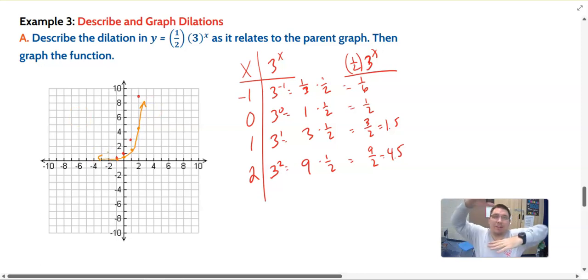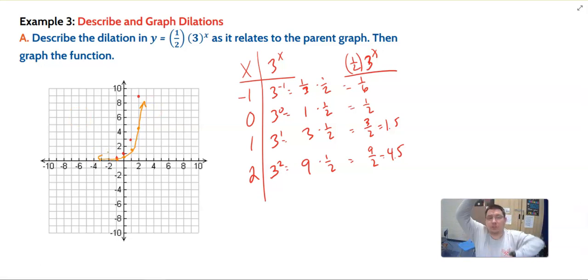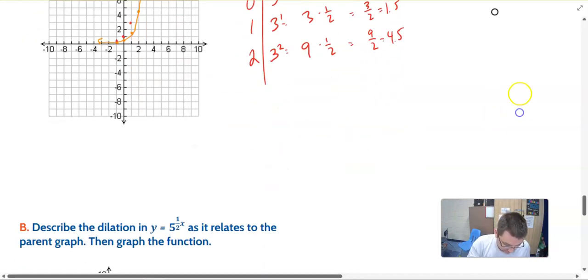And so again, this graph has been squashed in half. If this value was larger than 1, it's actually going to stretch it because let's say we multiply all these by 5. We'd be at 5/3 and 5 and 15 and 45, and these values would just get huge even quicker than what they already do. Let's look at example 3b really quick here.